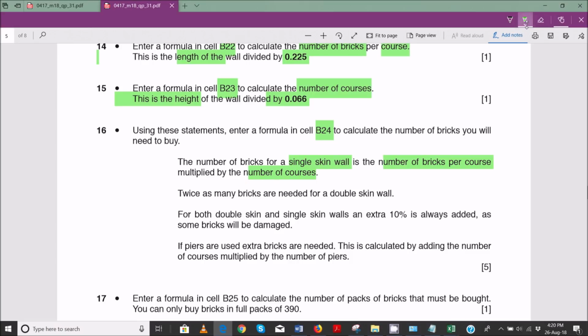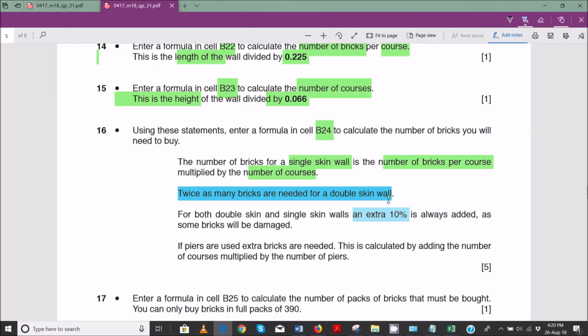Now, that's one piece of information. The next piece of information is this one: twice as many bricks are needed for a double skin wall. So if the user selects double skin, we need twice as many bricks. If it's 50 by 30, then times 2 at the end. For both double skin and single skin walls, an extra 10% is always added, as some bricks will be damaged. This is a contingency factor, so they will add an extra 10% of the bricks that you have.